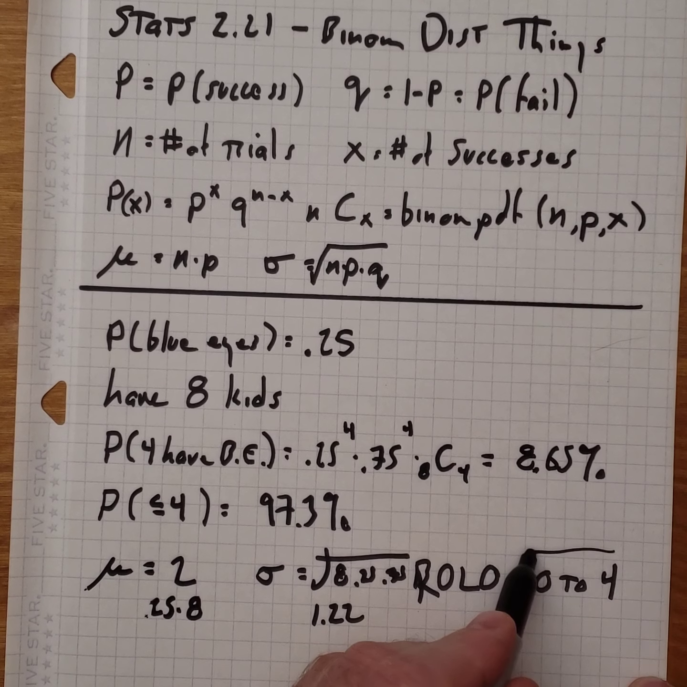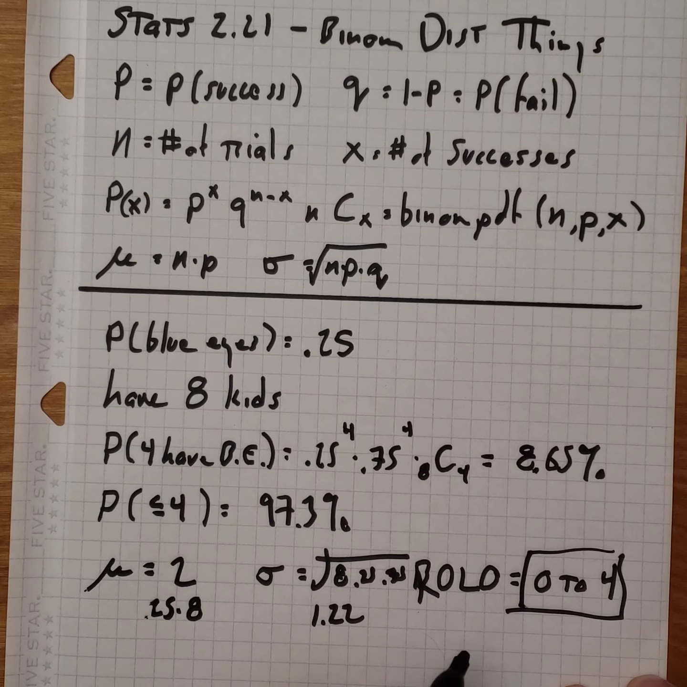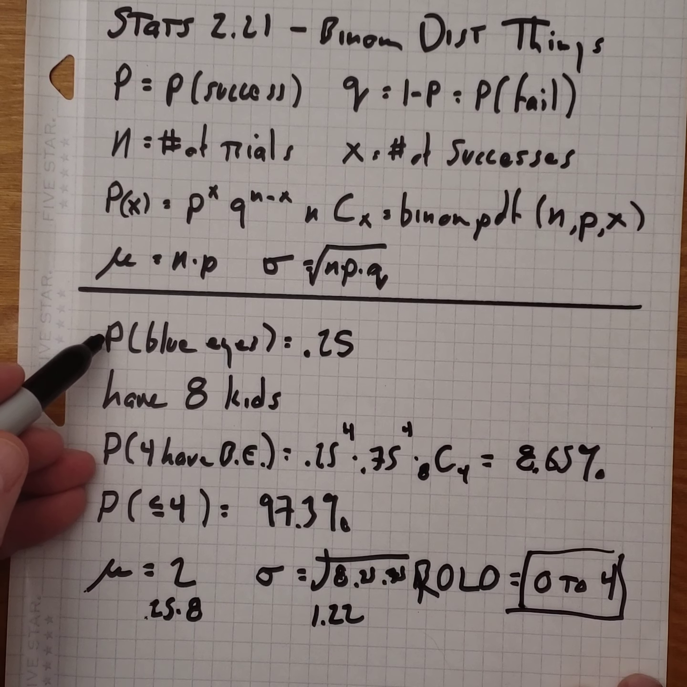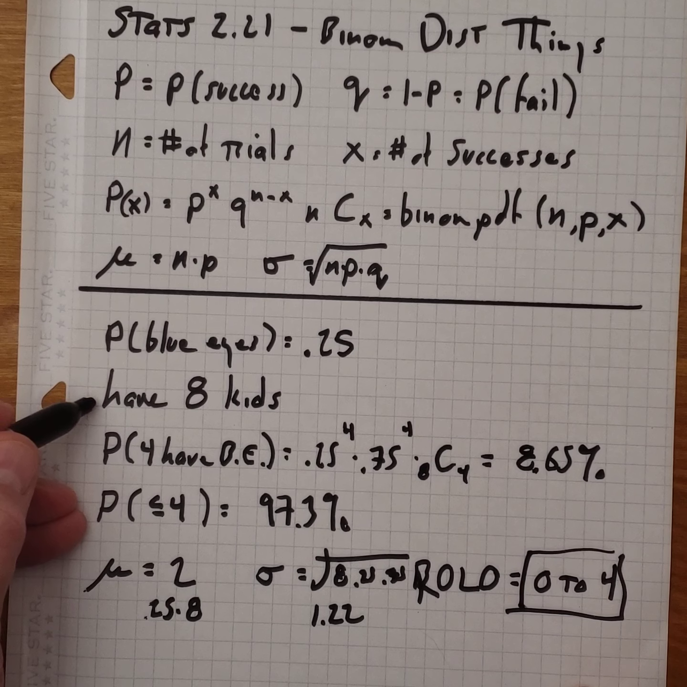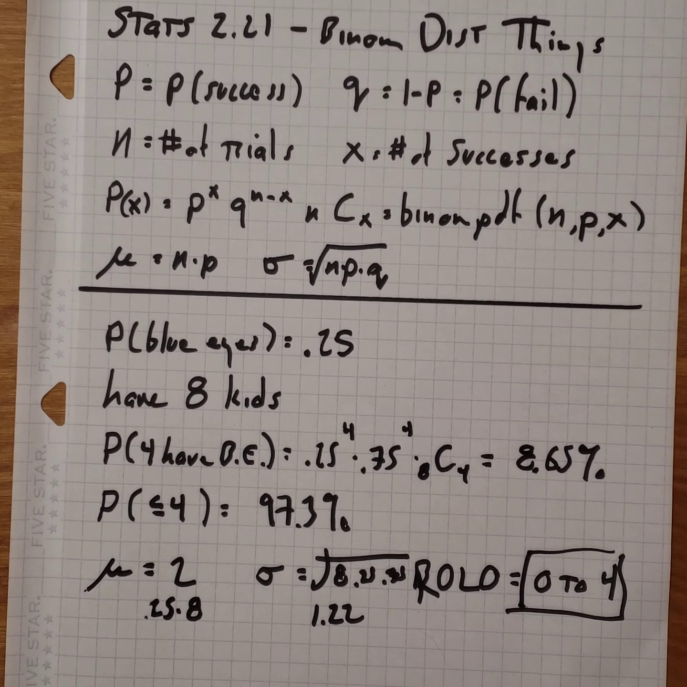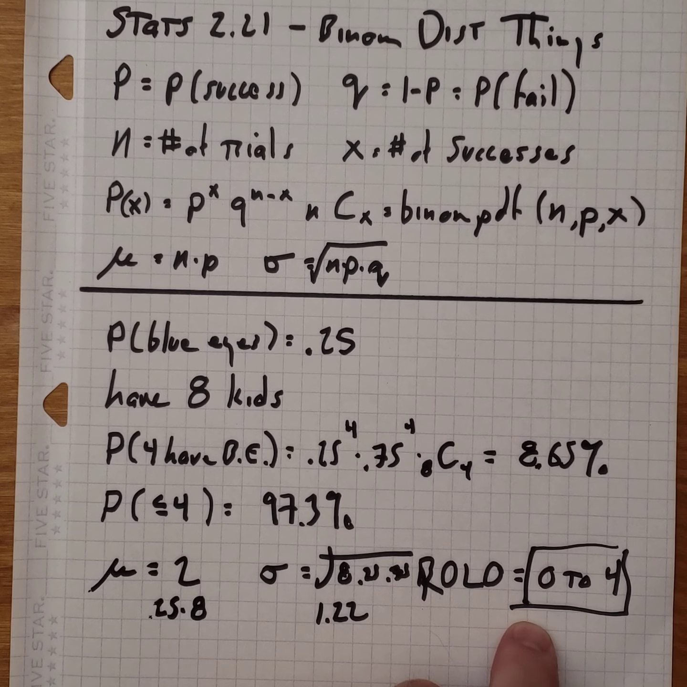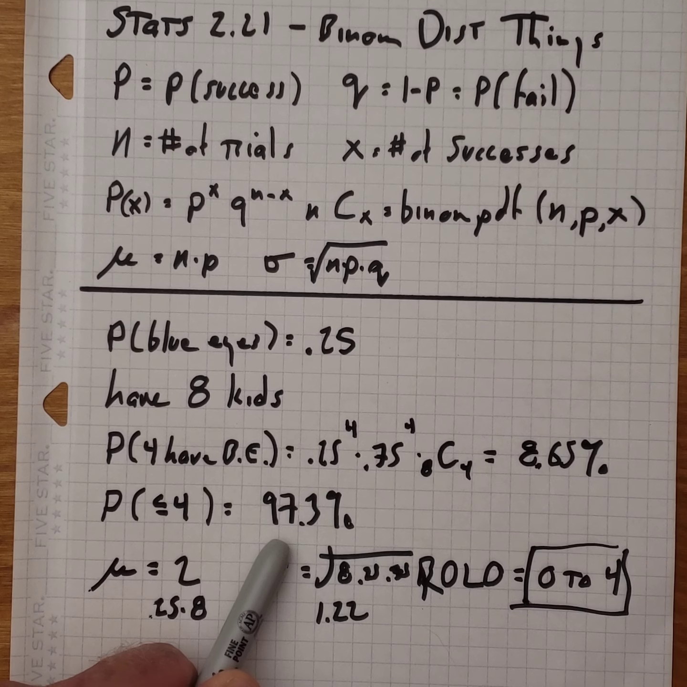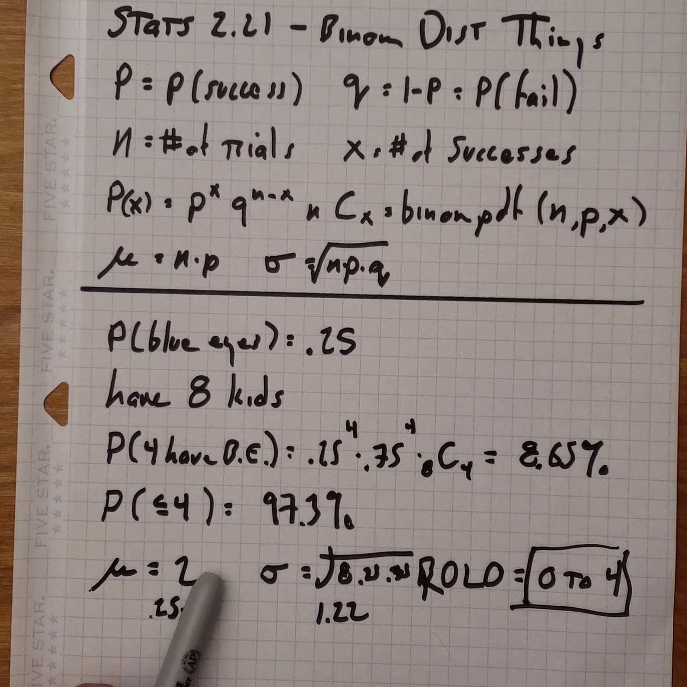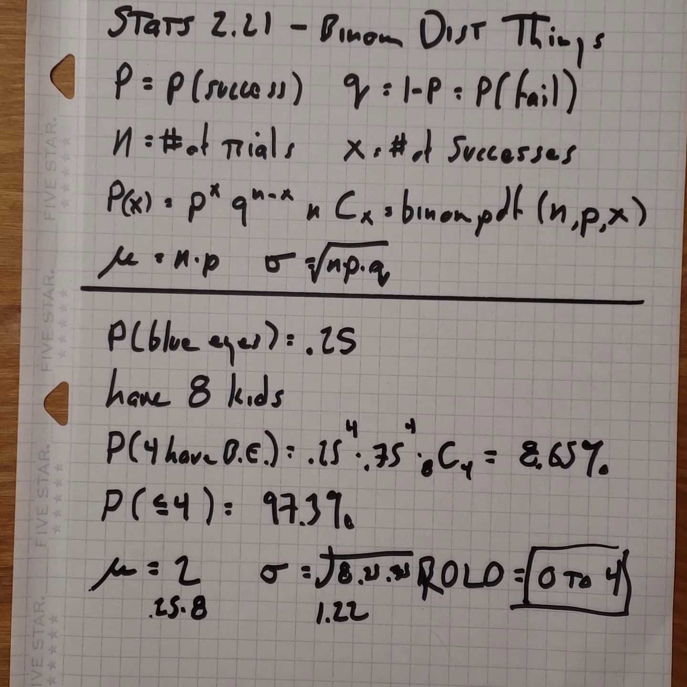So our range of likely outcomes, right? If we have this situation where there's a 25% chance of passing down the blue eyes, and we have 8 kids, we would expect anywhere between 0 to 4 of them to actually end up with blue eyes. And we see that that is the case. The probability that we had less than or equal to 4 came out to be 97%, which is fairly close to 95%, which is what we talk about when we talk about that range of likely outcomes. We will do a couple more of these with some more examples of the binomial distribution.